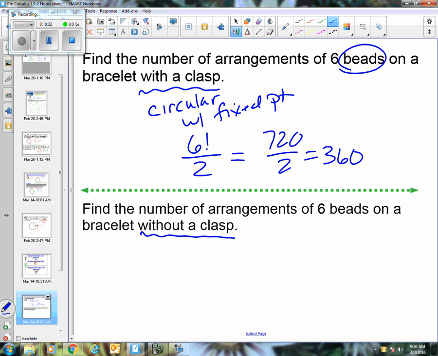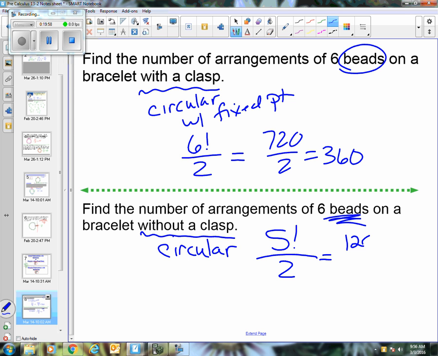Now the ones on the bottom, it says without a clasp. That means it's just circular, so it's just a circle. There's no beginning, there's no end. So I really do have to divide out by the number of ways to arrange 6 beads. So that would be 6 factorial divided by 6 or 5 factorial. But then again, because they're beads, they are reflective, I would need to divide by 2. So it'd be 120 then divided by 2 or 60 different ways.